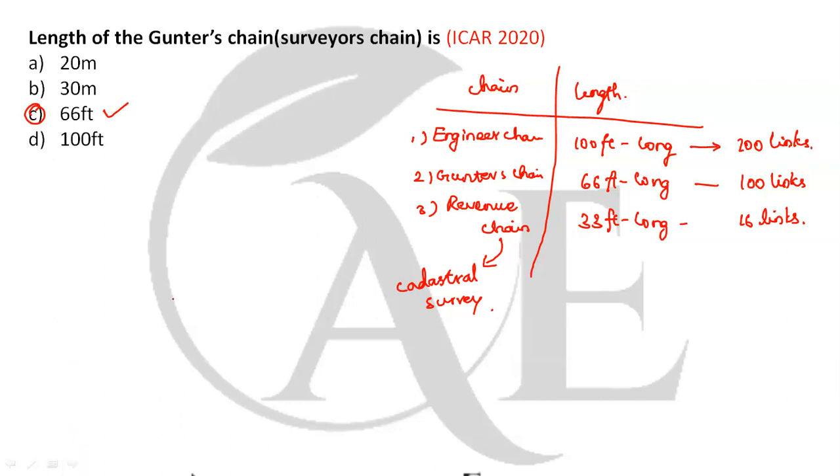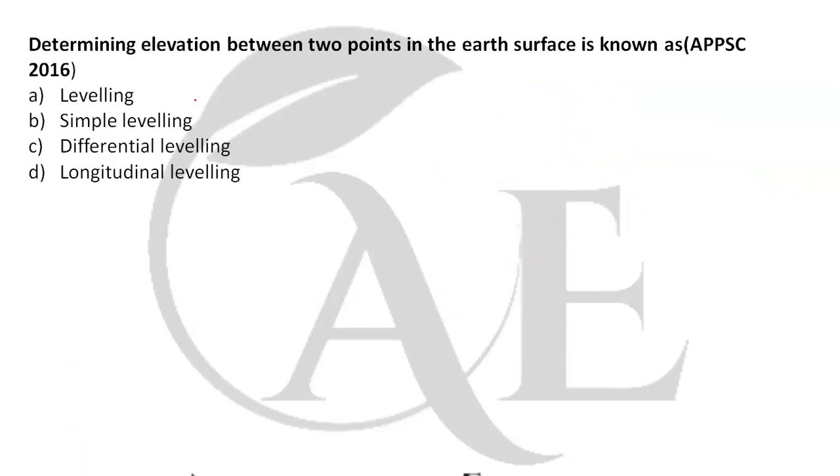Next question. Determining the elevation between 2 points on the Earth's surface is known as differential leveling. Differential leveling is option C. Last class we had discussed this: the elevation between 2 points on the Earth's surface, point 1, point 2.